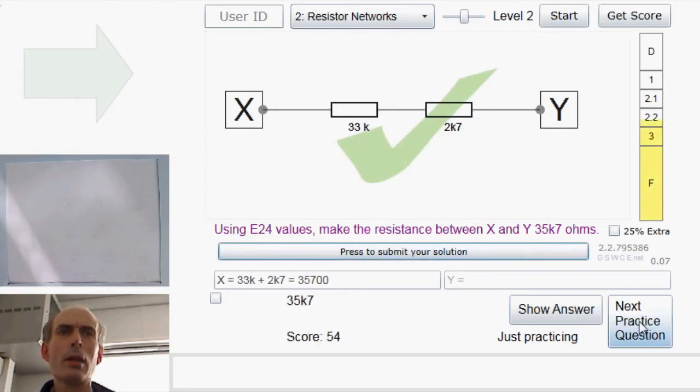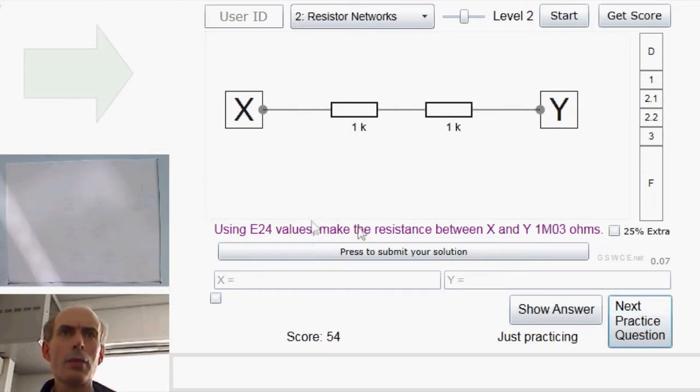Great. Next question. This time we've got to make it 1 meg 03. Well, that's actually fairly straightforward. We could just use 1 meg and 30K, because 30K is an E24 value as well. I'll just show you what happens if you get that wrong. I could, for example, call this a 1 meg 03 resistor and put that down as, I probably can't use 0 ohm. Oh, I can. And that would be the right total answer, but not using E24 values.